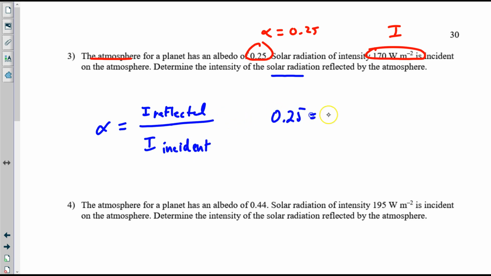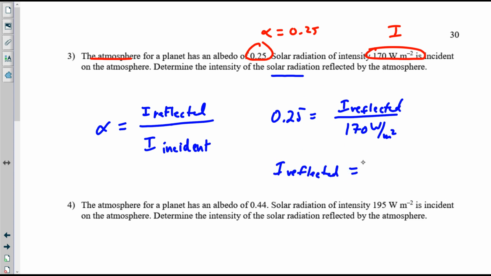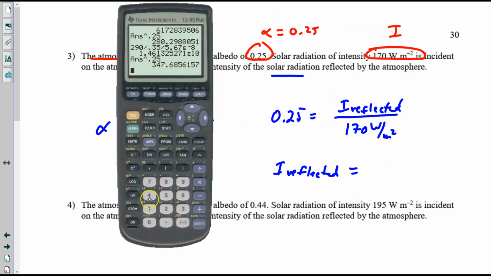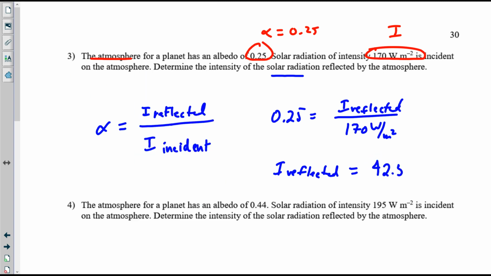So we've got 0.25 is equal to the amount reflected over the amount that's incident. If you cross multiply, you can plug this into your calculator, but yeah, we'll go ahead and do that. I'm sure we could do this in our heads as well, perhaps. 1/4 of 170. And 42.5 is the amount that gets reflected. There we are.